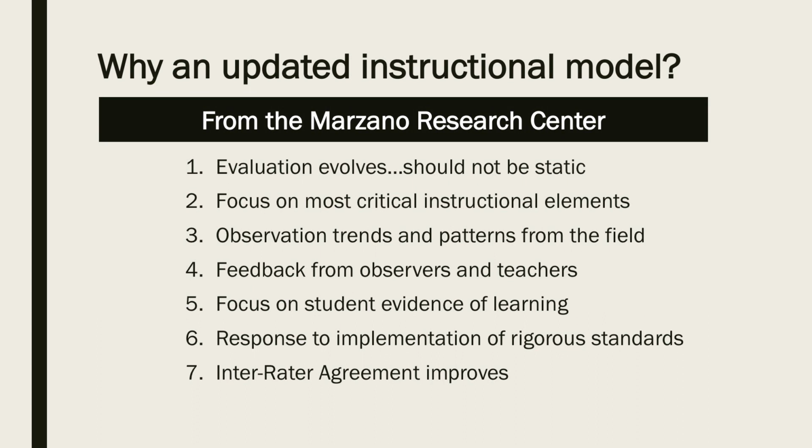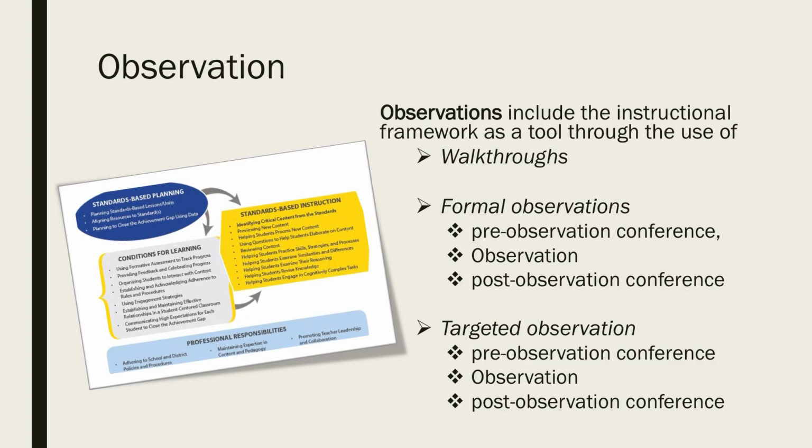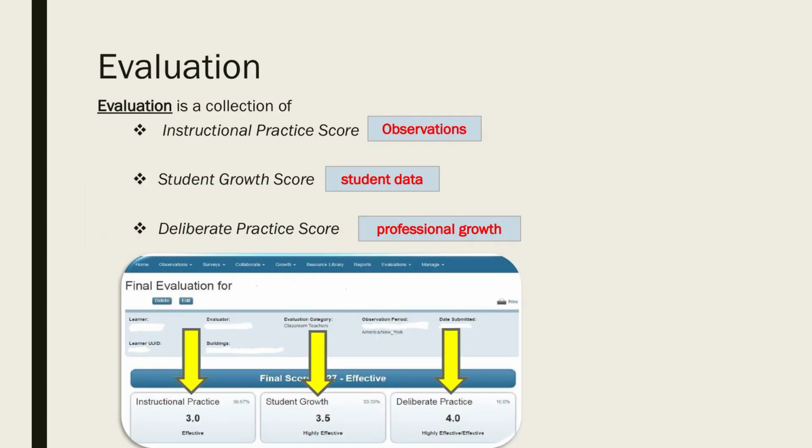The updated model increases the focus on student evidence of learning and the implementation of rigorous standards. Finally, inter-rater agreement among observers improves with a model that is more transparent and focused. This learning map may look familiar to you as it was included in the Focus Model video from the Teaching and Learning Department. An observation is when the instructional framework is used as a tool to provide feedback. This can be done during a walkthrough, formal observation, or targeted observation. The term evaluation is used to describe a collection of data that includes observations, student data, and professional growth.